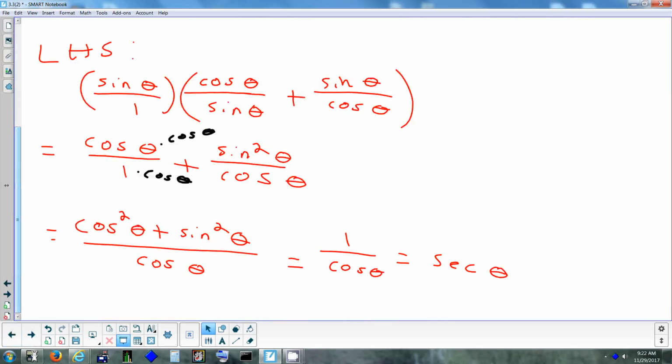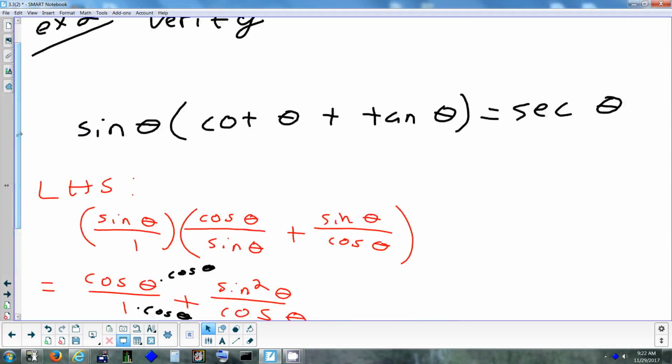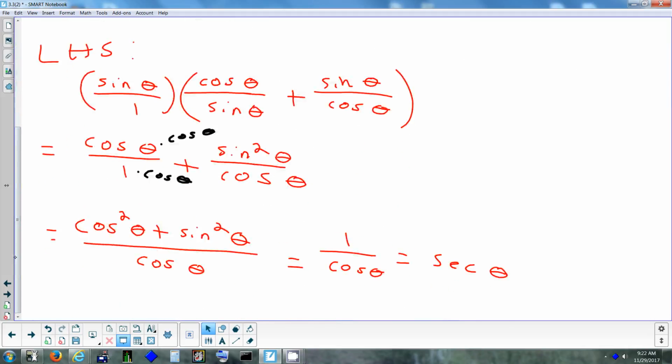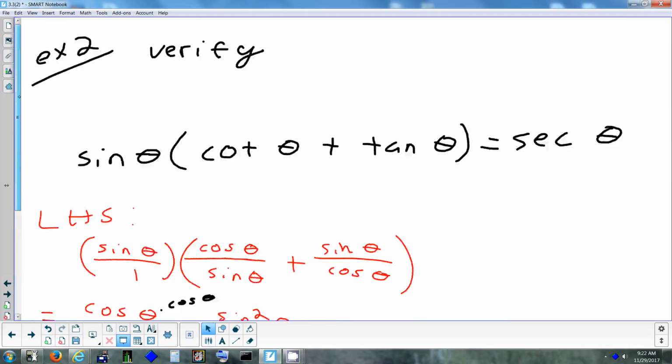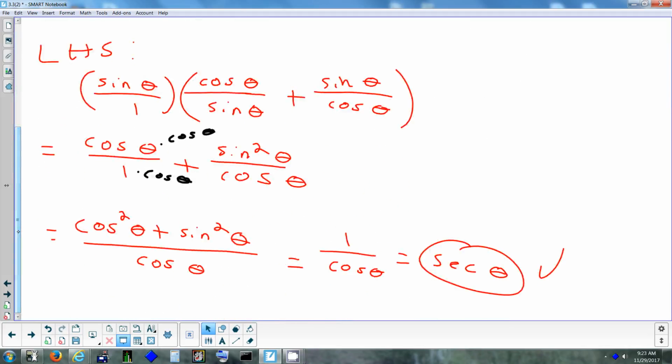Now we have to go back up and look at the right-hand side. If it's not secant, well then we made a mistake. It is secant. Okay. So we did it correct. Okay, so again, on a verify, I'm not really interested in the answer. I already know the answer, secant. I'm interested in the work. How do you get the answer? Okay, so this one had a few things in it. It had change to sines and cosines, a distributive property, a common denominator, and then the last step was a Pythagorean identity. So it had a lot of different stuff in it. Okay, any questions on that?